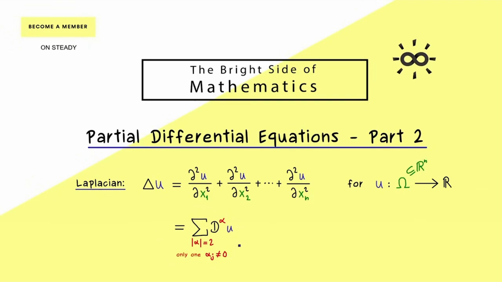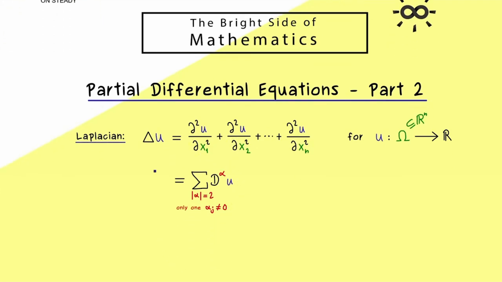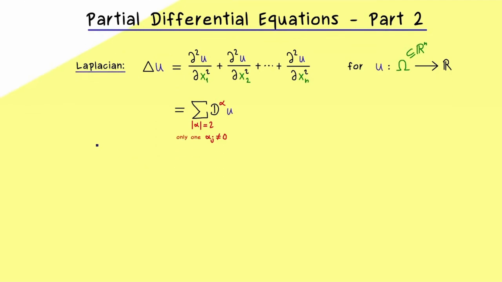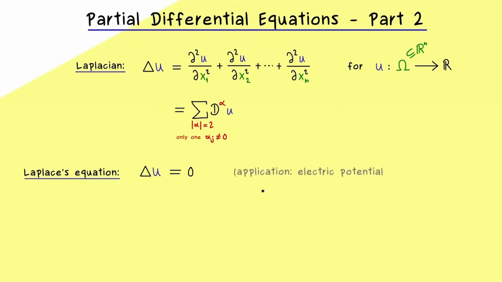And now by using this operator, we can define Laplace's equation as a PDE. And you might already know that it just says that the Laplacian of u should be equal to 0. So we search for the functions u that satisfy this equation on their domain omega. And here I can immediately tell you an application in physics. For example, you want to calculate the electric potential when there is no charge around. So at every point where there is no source, no charge, the electric potential should satisfy Laplace's equation.